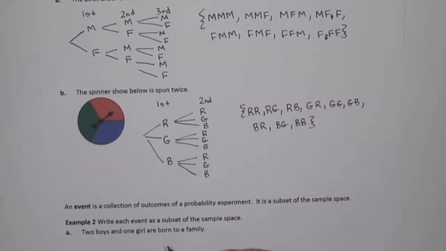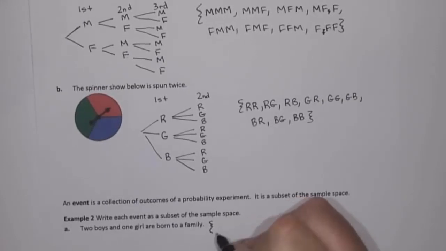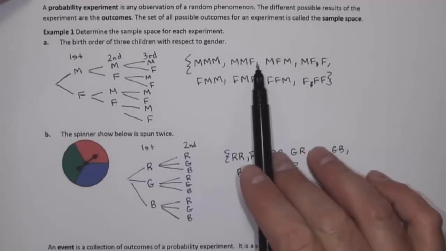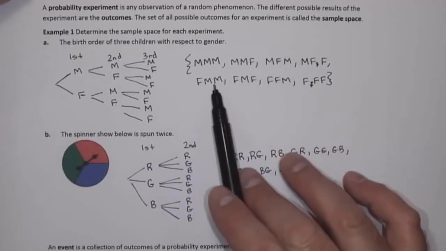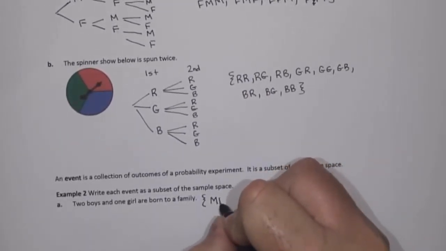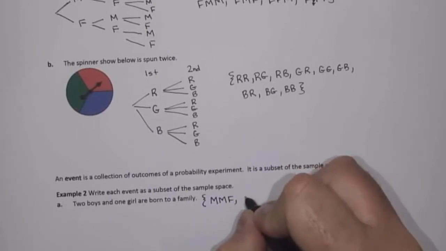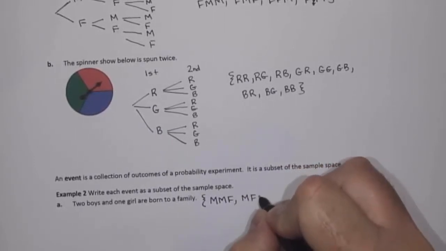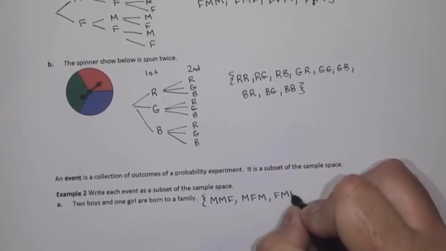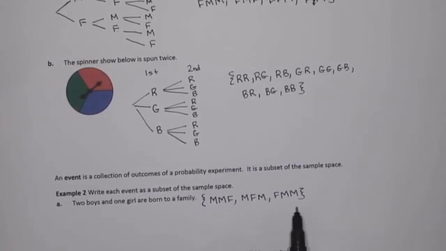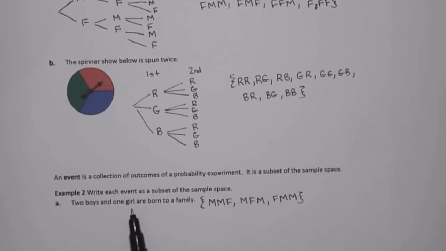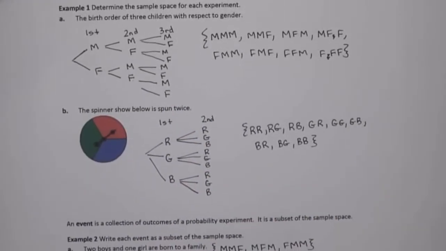So our event here, if we have to have 2 males and 1 female, then that could be male, male, female, male, female, male, or female, male, male. So we have those 3 outcomes in this event. So male, male, female, male, female, male, and female, male, male. So these are the 3 outcomes that make up the event getting 2 boys and 1 girl in this family that we were looking at in example 1.